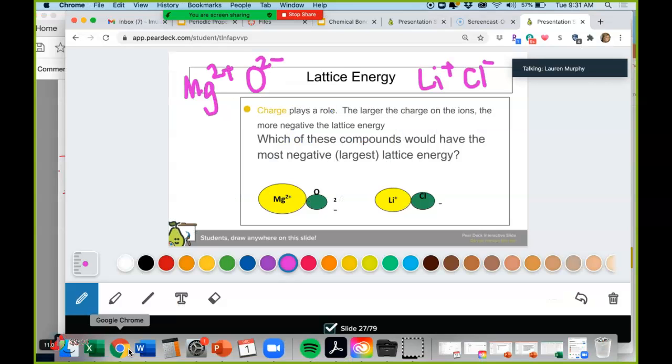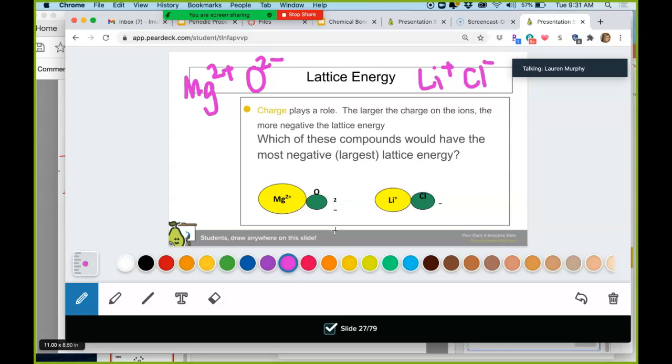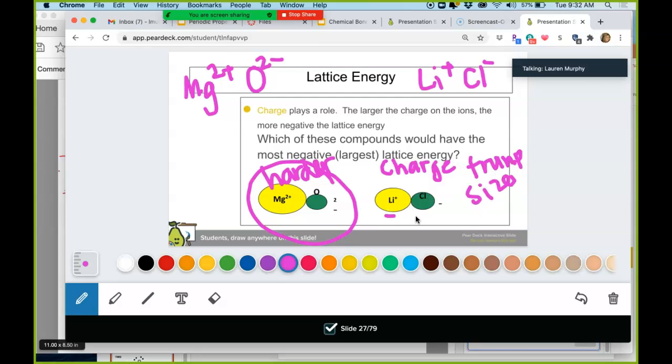So the one that has a higher lattice energy, the more negative lattice energy, is going to be this guy. This guy is harder to break apart. Charge trumps size, meaning the more charge you have, the stronger the lattice energy. So if you had to pick between the two, charge will always beat size, meaning this ionic compound is actually smaller, but it's only made up of a +1 and a -1. This is a little bit bigger, but the +2 and -2 is a way stronger force of attraction, so the charge will always play a bigger role than the size.